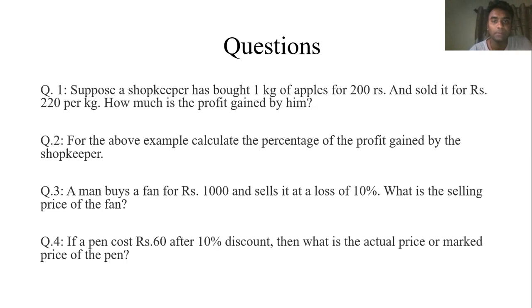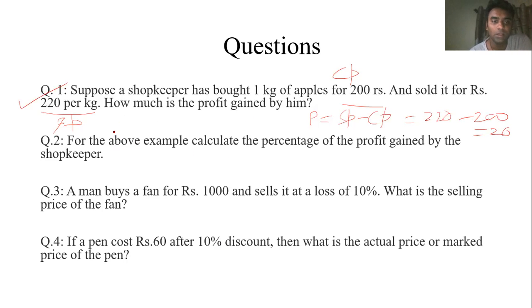Now suppose a shopkeeper has bought 1 kg of apples at rupees 200. So this is the cost price, right? And sold it for rupees 220 per kg. So this is the selling price. How much is the profit gained by him? Profit is SP minus CP, correct. SP is 220. CP is 200. So the profit would be 20 rupees. I hope question number 1 is clear.